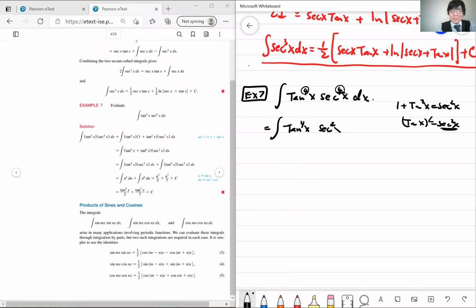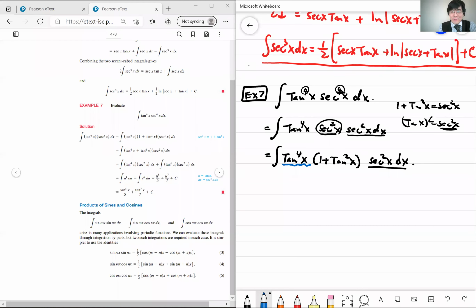So first of all, break down secant to the power 4 into 2 and the rest. And this is equal to 1 plus tangent square x times secant square x dx. Now this is good because this is in terms of tangent and this is the derivative of tangent. So let's say u is equal to tangent x, then du will be secant x squared dx.